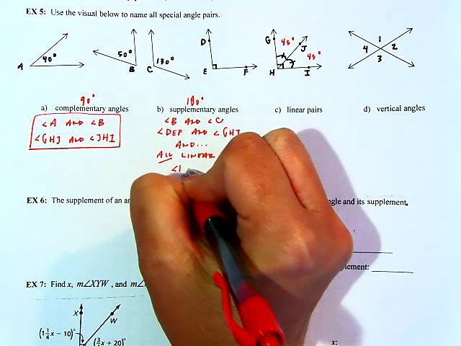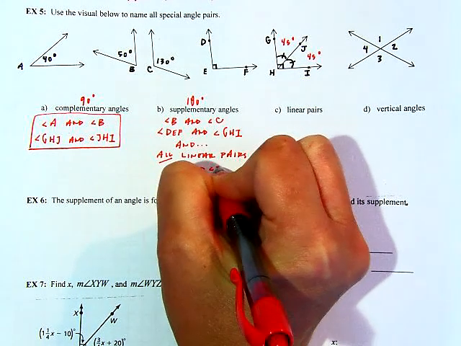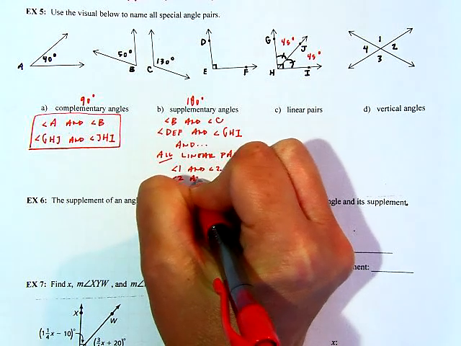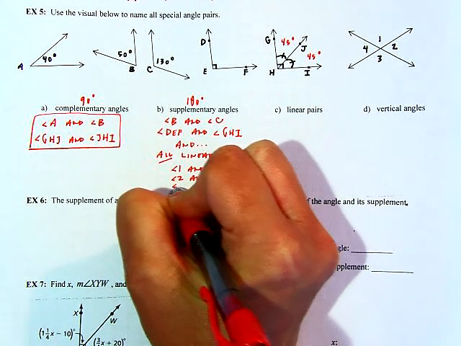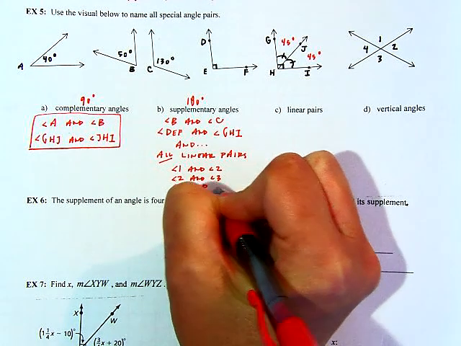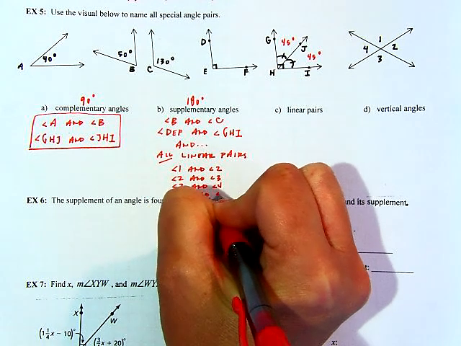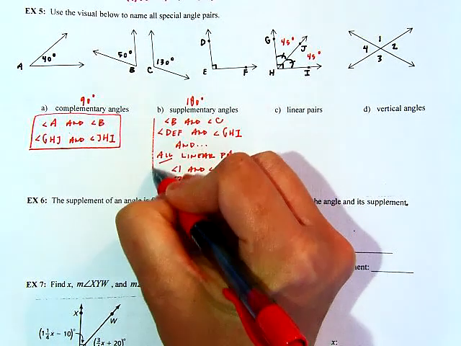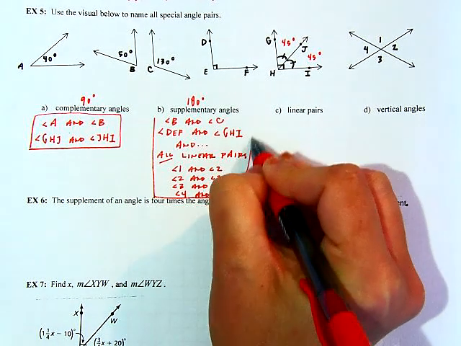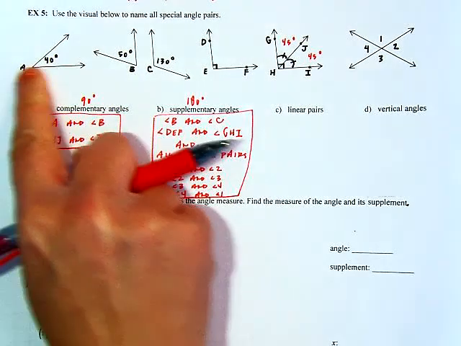So 1 and 2, 2 and 3, 3 and 4, 4 and 1. So we have a lot of supplementary angle pairs in this visual.